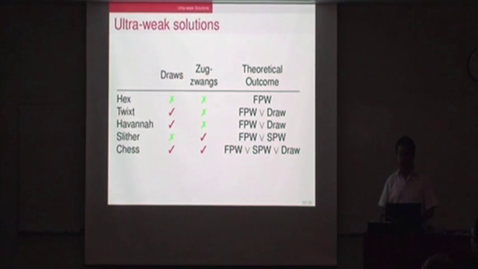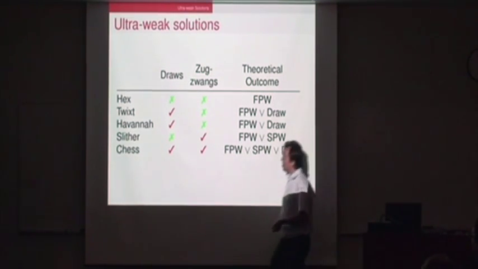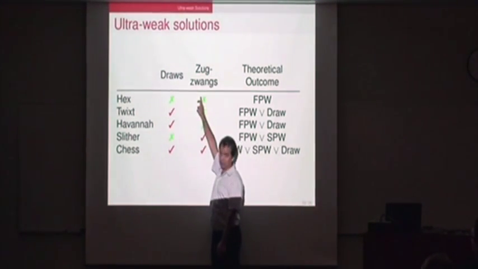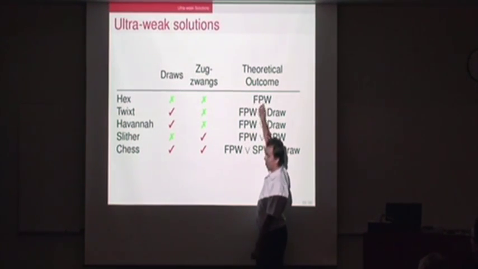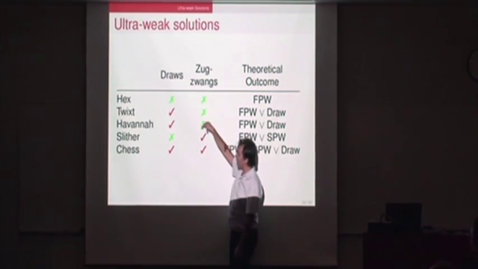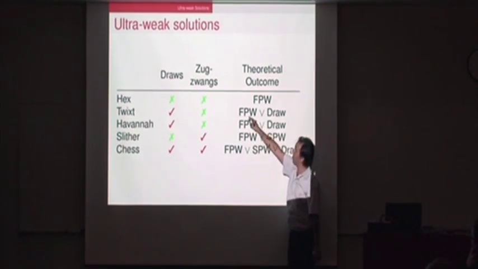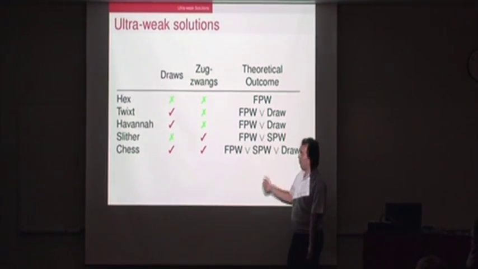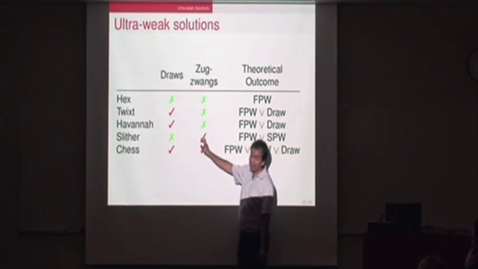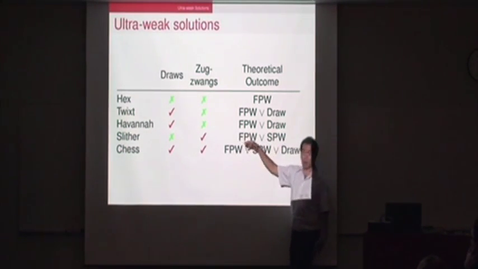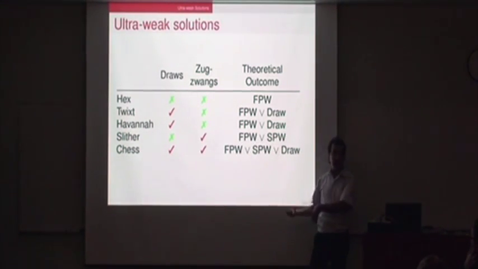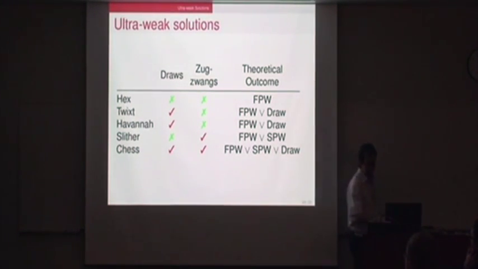So as a summary, for Hex, we know that there are no outdraws, we know that there are no Zugzwangs, so the game is a first player win. For Twixt and Havannah, well, there are draws, so we can only deduce that it's either a first player win or a draw. For Slither, there are Zugzwangs, so it's either a first player win or a second player win, depending on whether having the first move hurts you or doesn't hurt you. As for chess, we have no idea.